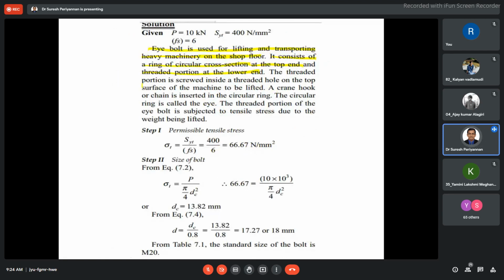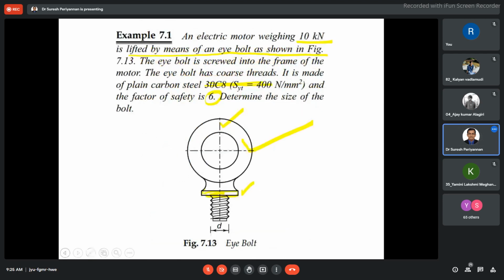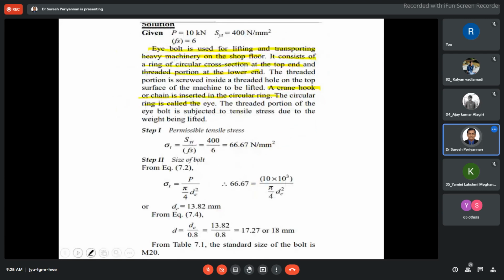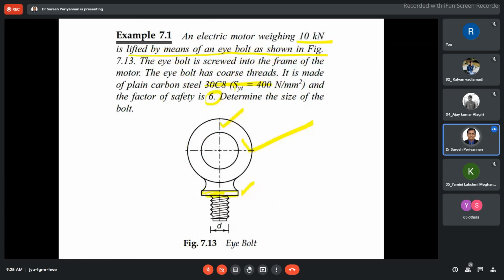The threaded portion is screwed inside the threaded hole on the top surface of the machine which we want to lift. The crane hook chain is inserted in the circular ring. The circular ring is called the eye, and together with the threaded portion we call it the I bolt. That's all. Now here the permissible tensile stress is given, S_YT. Then apply simple concepts.